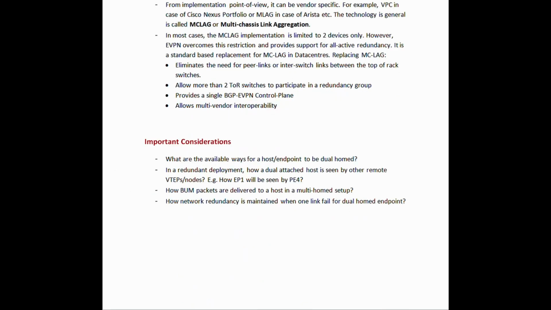So friends, before we discuss multi-homing any further, let's discuss some important considerations regarding multi-homing. The first point we must consider is, what are the available ways for a host or an endpoint to be dual homed or multi-homed? I'm pretty sure you must have guessed the answer to this question. If you're thinking something along the lines of MLAG or VPC, yes, you're going in the right direction.